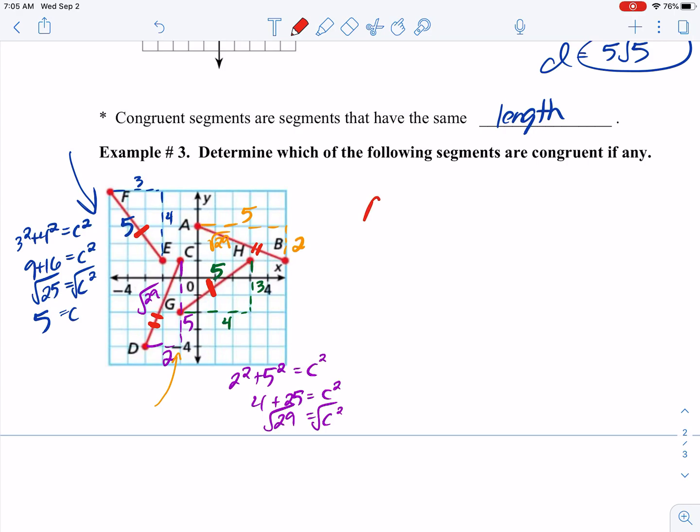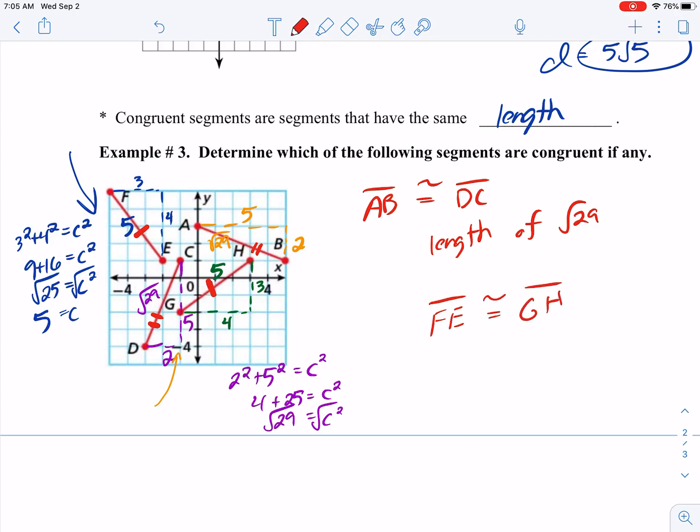And let's state this over here. AB is congruent to DC. Both have a length of root 29, and FE was congruent to GH. Both had a length of 5.